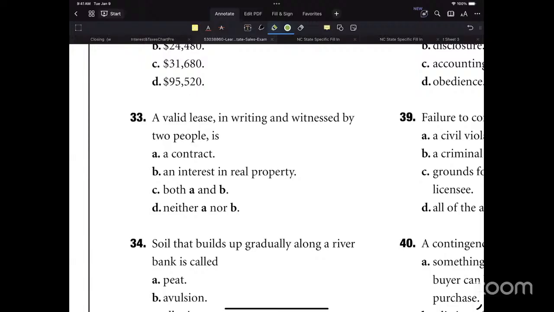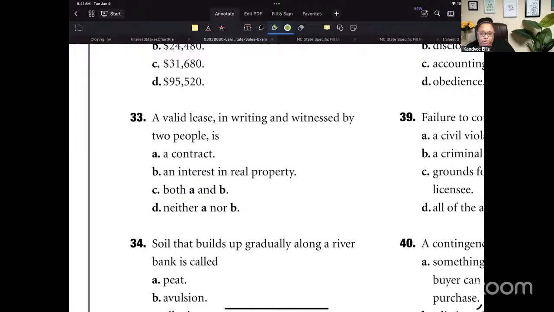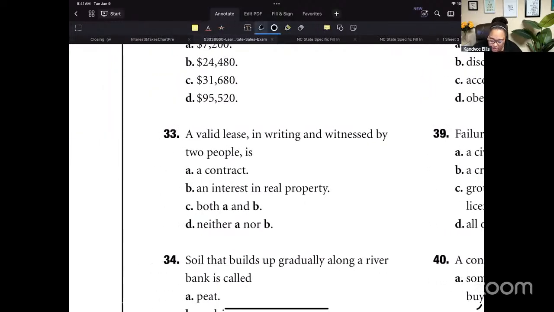I know for sure it's a contract, because it's in writing and witnessed, an agreement between two people. There had to be consideration, mutual agreement, all of those things. So we know it is definitely A. It has to be at least A, so we know it can't be D. And it can't be B, because B doesn't include A, and we know A is right.